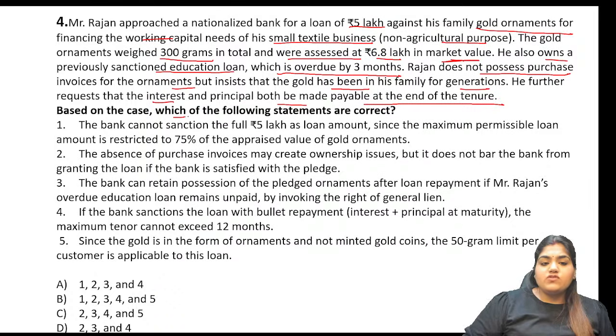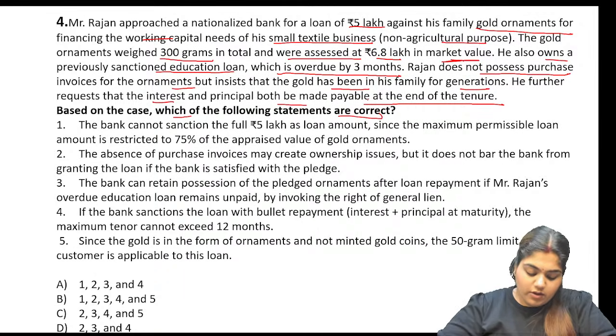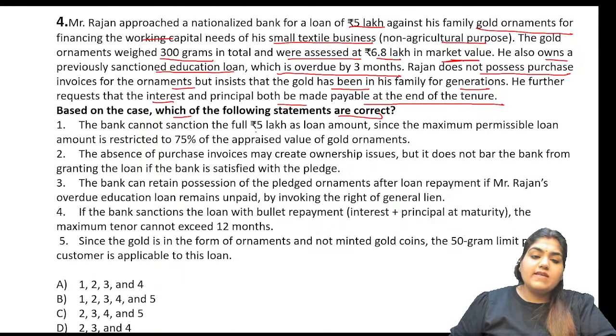Based on the case, which of the following statements are correct? What all statements are correct? See, banks cannot sanction the full 5 lakh as loan amount since the maximum permissible limit for the loan is strictly at 75% of the gold ornaments.